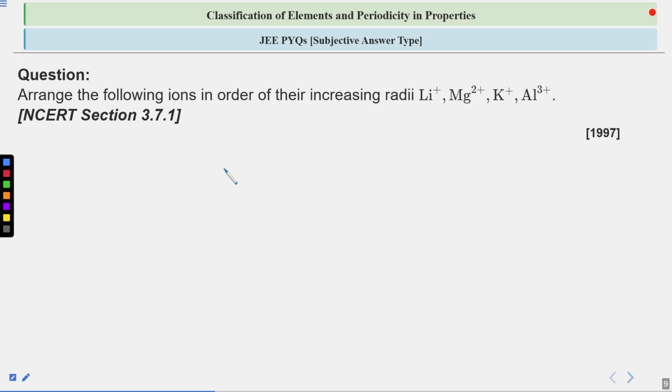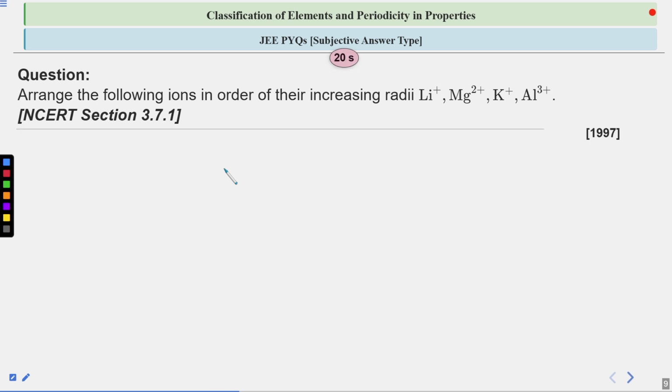Then moving on to the next question, you have to arrange the following ions in the order of their increasing radii. So 4 ionic species are given here, and this was asked in 1997, and it is also a subjective type. Remember, students, that these are not isoelectronic species. So this should be noted here. You can calculate the number of electrons in each of these, and therefore you can't use the general rule that ionic radius is inversely proportional to the nuclear charge on the atom. So your time starts now.